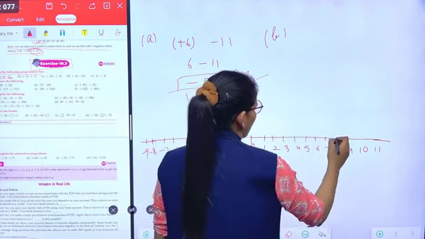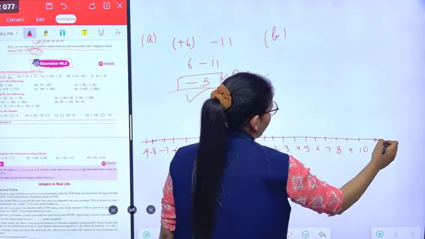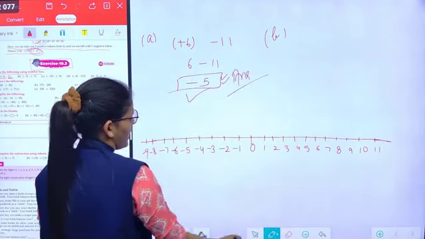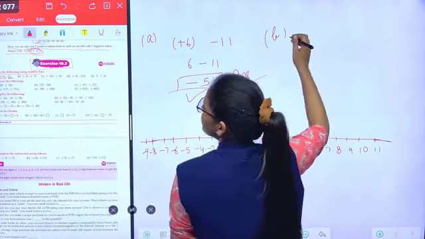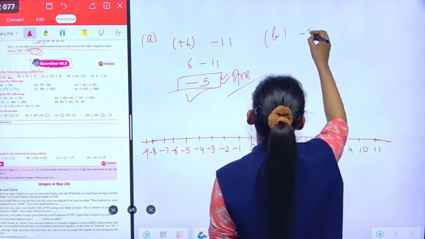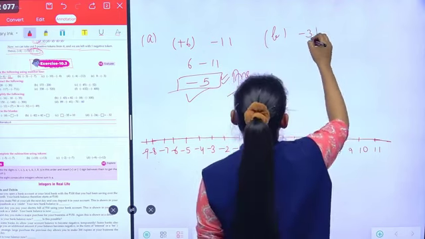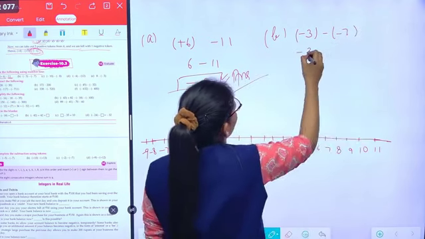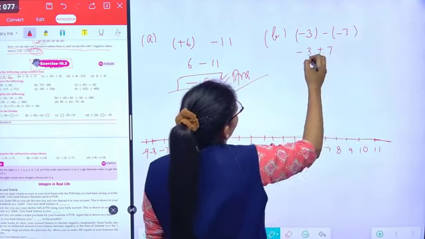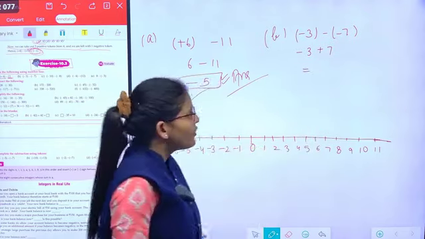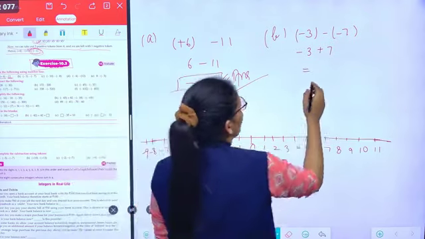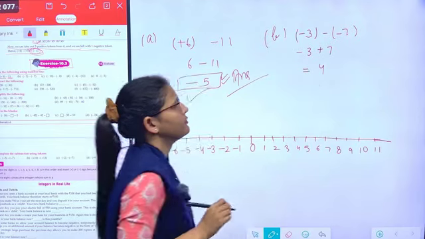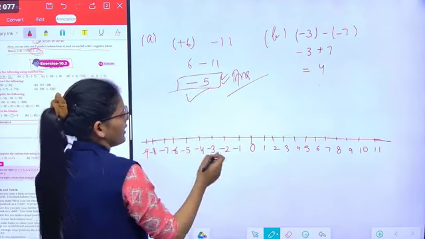Yes class, like this you have to make the number line properly. Now class, you can see here the question is minus 3 minus minus 7 plus minus 3 minus minus plus 7. Now class, minus 3 plus 7, that is 4. Now class, you can see here.